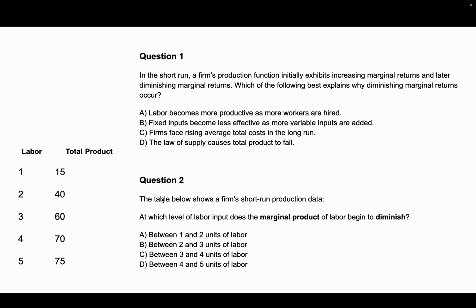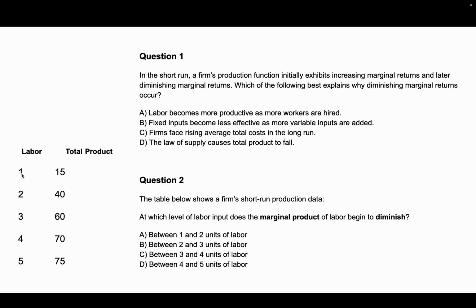Then the second question: the table below shows a firm's short-run production data. At which level of labor input does the marginal product of labor begin to diminish? So this is always a confusing question to people. They're always confused. What units? What is correct here? You have to notice what it's actually saying. Marginal product diminishes. So it's not telling you total product. You have to calculate marginal product.